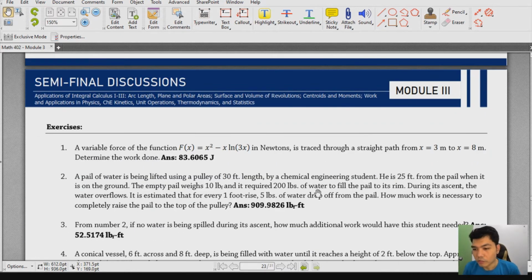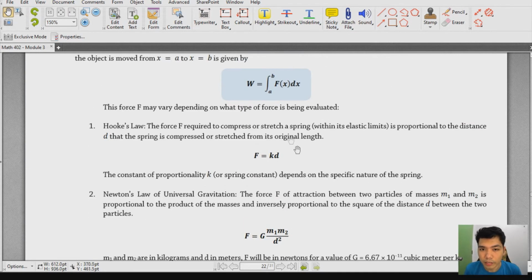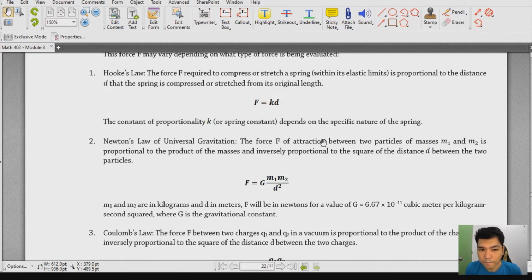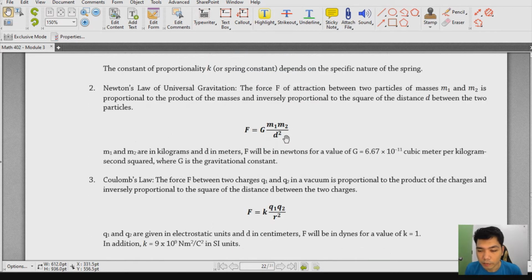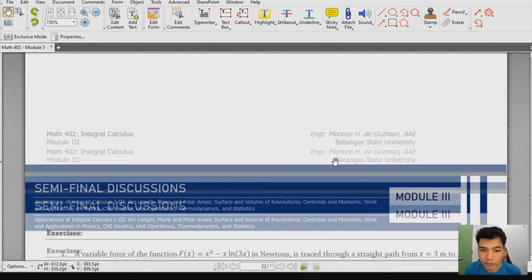That's just the concept of your forces, and typically we just have to determine our F and then relate it to the general formula for work, that's the integral from point A to point B, f of x dx. That's the formula for all of these three types of force that we might be encountering.